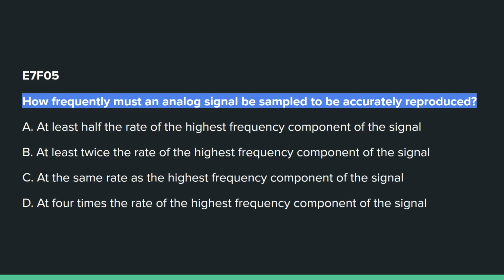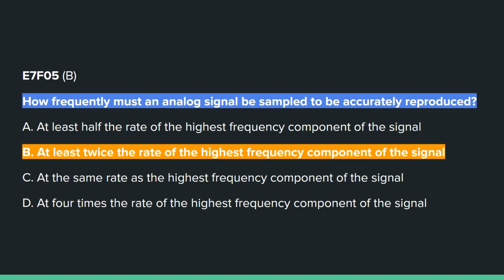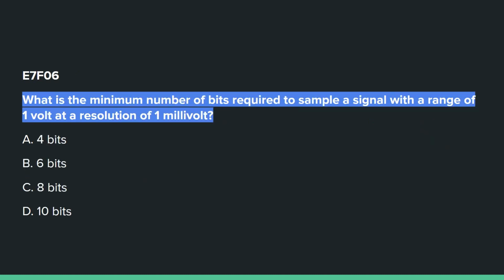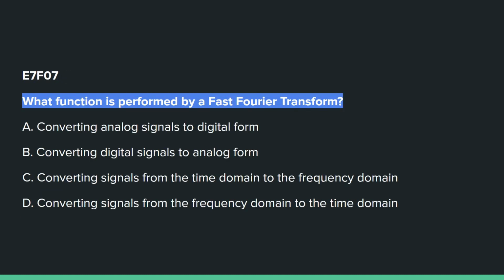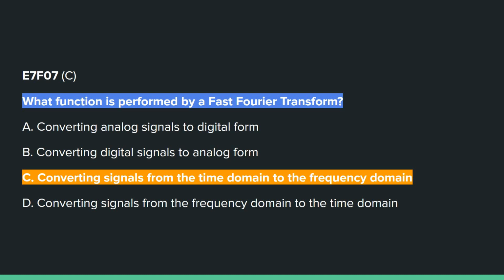E7F05, how frequently must an analog signal be sampled to be accurately reproduced? At least twice the rate of the highest frequency component of the signal. E7F06, what is the minimum number of bits required to sample a signal with a range of 1 volt at a resolution of 1 millivolt? That's D, 10 bits. E7F07, what function is performed by a fast Fourier transform? C. Converting signals from the time domain to the frequency domain.